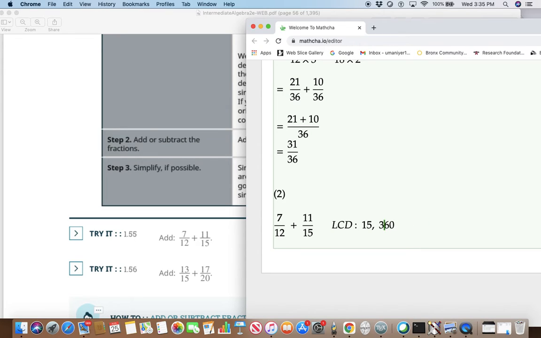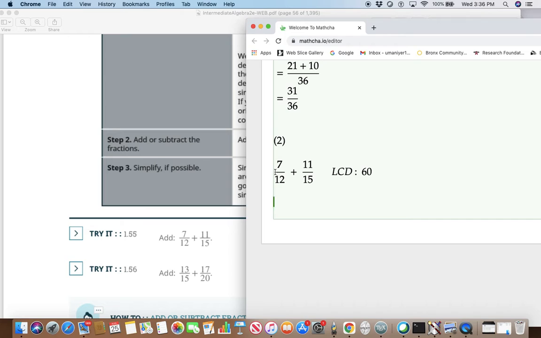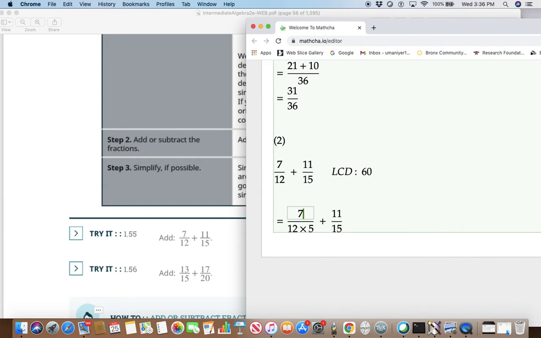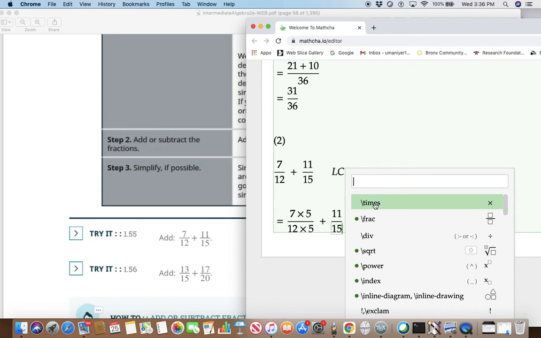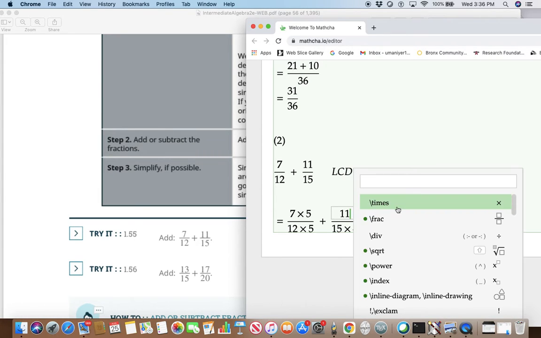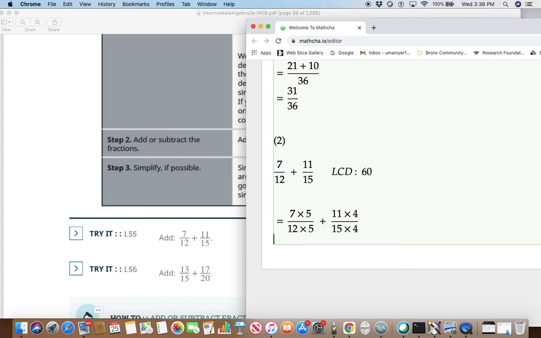So you scratch off the previous numbers. 60 is your least common denominator. What do we do with the 60? Well, we are going to rewrite our fractions with 60 as a denominator. How? 12 goes into 60 5 times. Whatever I multiply downstairs, I multiply upstairs. 15 goes into 60 4 times. Whatever I multiply downstairs, I multiply upstairs.